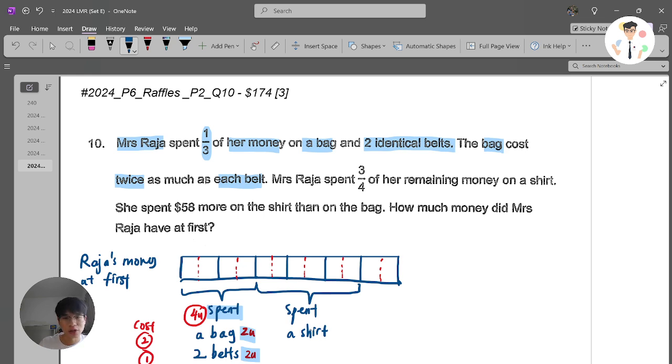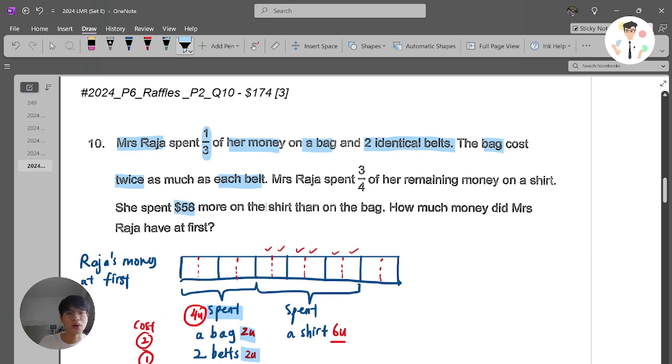And how about the shirt? How many units is the shirt here? 1, 2, 3, 4, 5, 6. The shirt is actually 6 units. And what does the question say? She spent $58 more on the shirt than on the bag. Shirt how many units? 6 units. Bag how many units? 2 units. Which means that 6 units minus 2 units is equal to 4 units. And that 4 units is actually $58. Make sense?